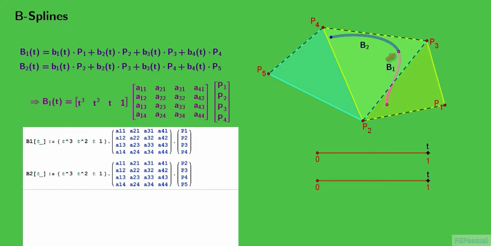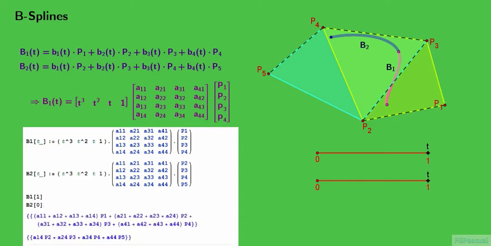Capital B1 ends at the junction point, and this is where capital B2 begins. And so B1 of 1 should be the same as B2 of 0. Evaluating all of these, we get the formulations for B1 of 1 and B2 of 0. Now these two expressions give the coordinates to the junction point and should be equal.